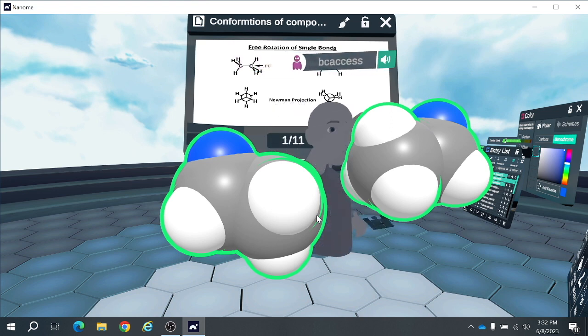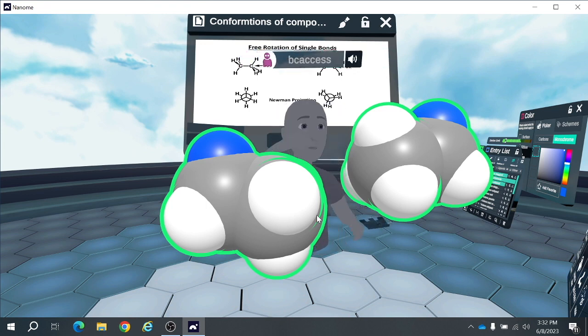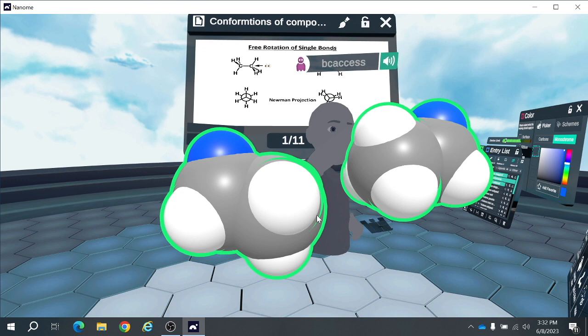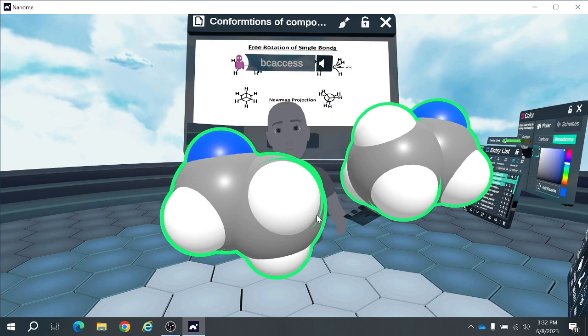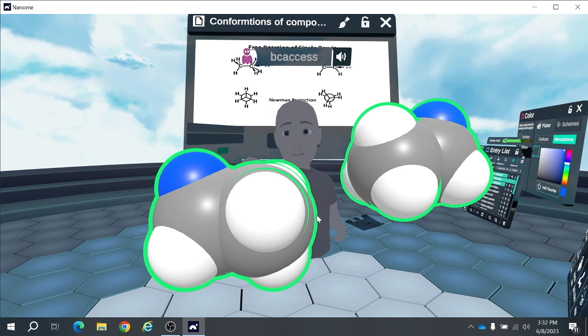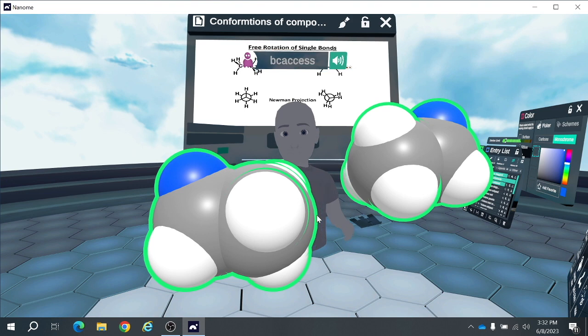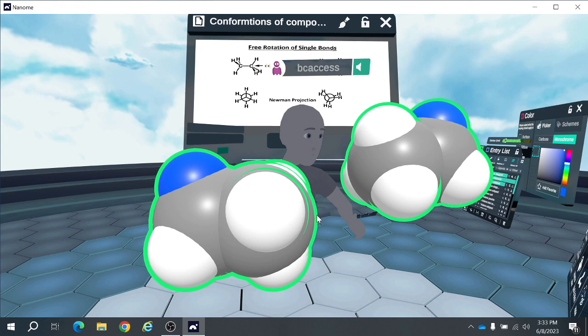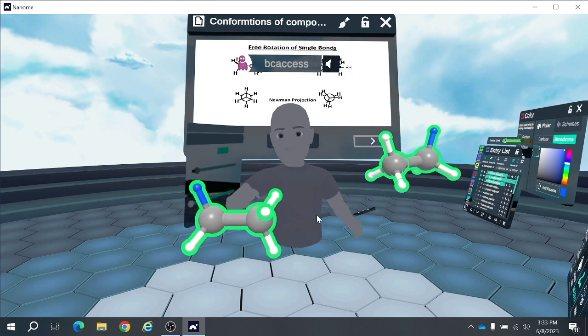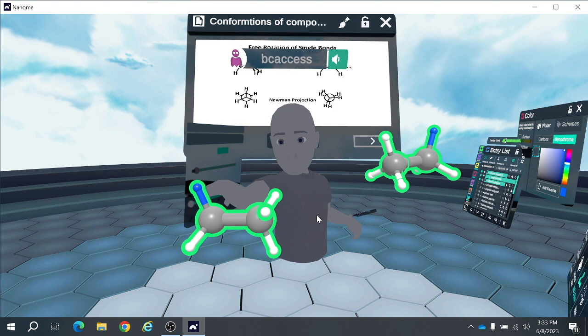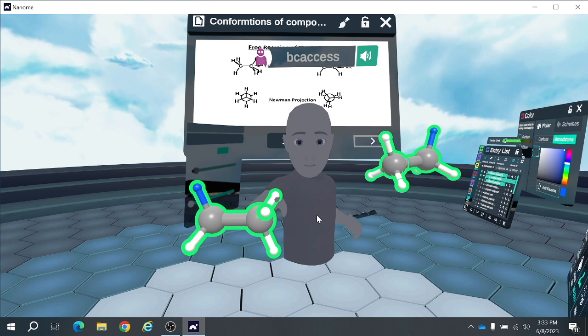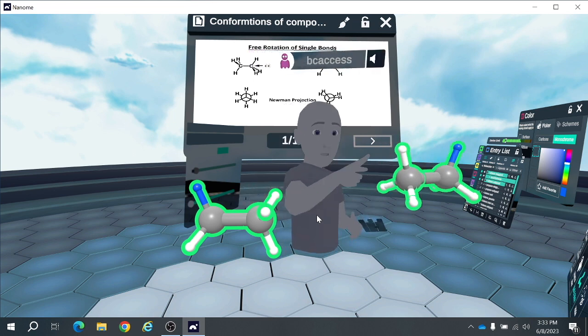Remember, these balls here, or partial balls, are representing the electron cloud. So the electrons from here and the electrons from here are in very close proximity. Whereas here, the electrons from the blue hydrogen and the white hydrogens here and here are as far apart as they can get. So this conformation of ethane is what we call the low energy conformation. Okay? Ball and stick. This is the low energy conformation because the electron cloud from this blue hydrogen is as far away from the electron clouds from these white hydrogens as it can possibly be.